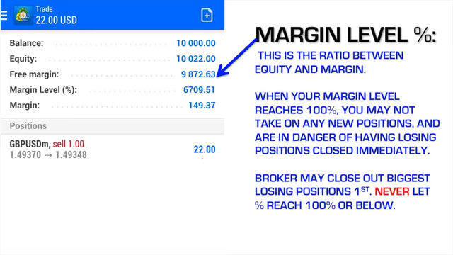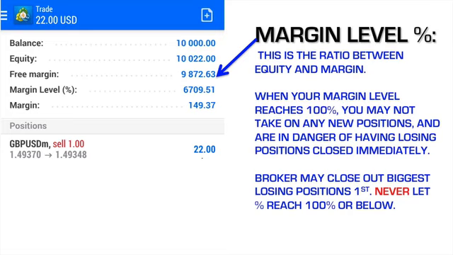When your margin level percent reaches 100%, you are not going to be able to take on any new positions. And then you are also in danger of having losing positions closed immediately, depending on what they are. Your broker is going to close out the biggest losing position first. This is called being margin called. Never let it reach 100% or below. Just don't let it happen.